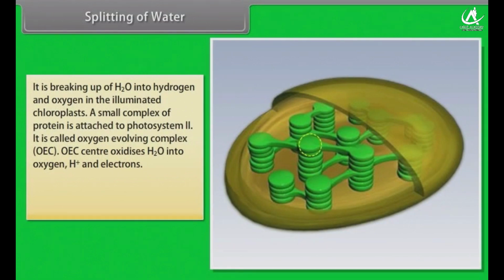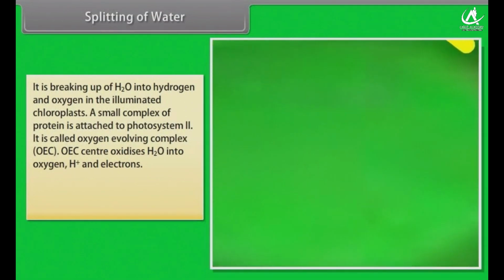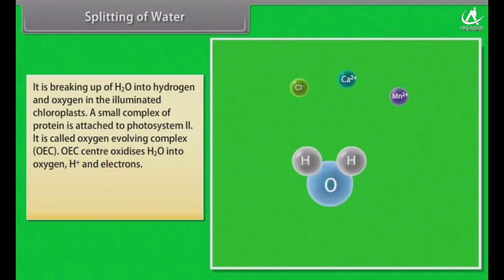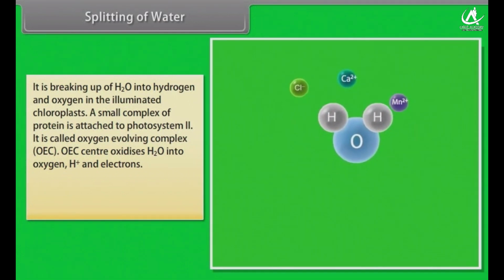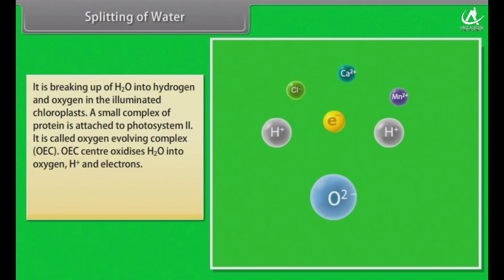Splitting of water. It is breaking up of H2O into hydrogen and oxygen in the illuminated chloroplast. A small complex of protein is attached to photosystem 2. It is called oxygen evolving complex. OEC oxidizes H2O into oxygen, H+, and electrons. Cl-, Ca2+, and Mn2+ are required during this process.